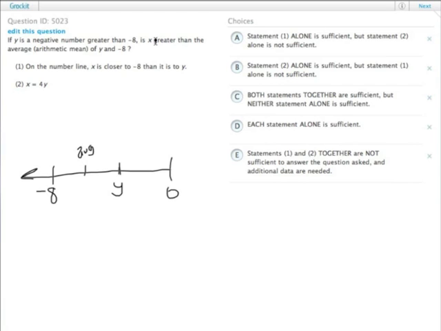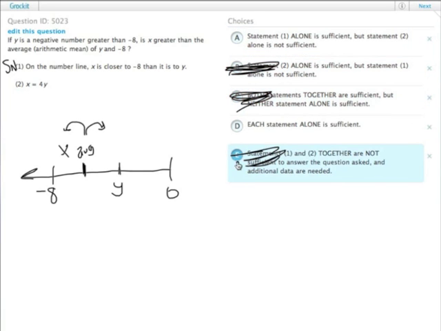The average of y and -8 will be right in the middle. And we need to know whether x is greater than the average, that is to say this way, or whether it goes in the other direction, if it's less than the average. Let's see what the statements give us. Statement 1: on the number line, x is closer to -8 than it is to y. That puts x on this side of the average, which means that x is not greater than the average of y and -8. So this is sufficient to tell us no. We can cross off B, C, and E.